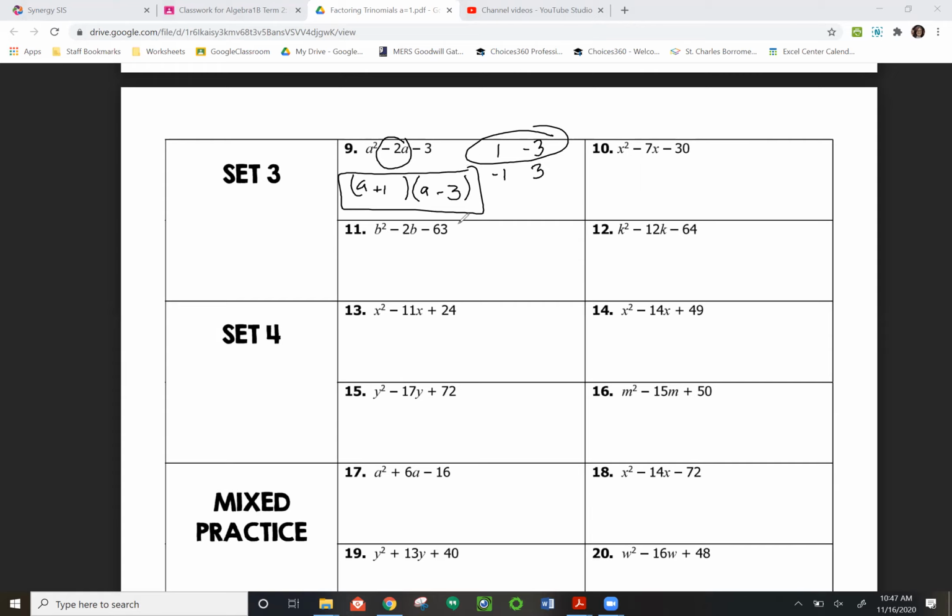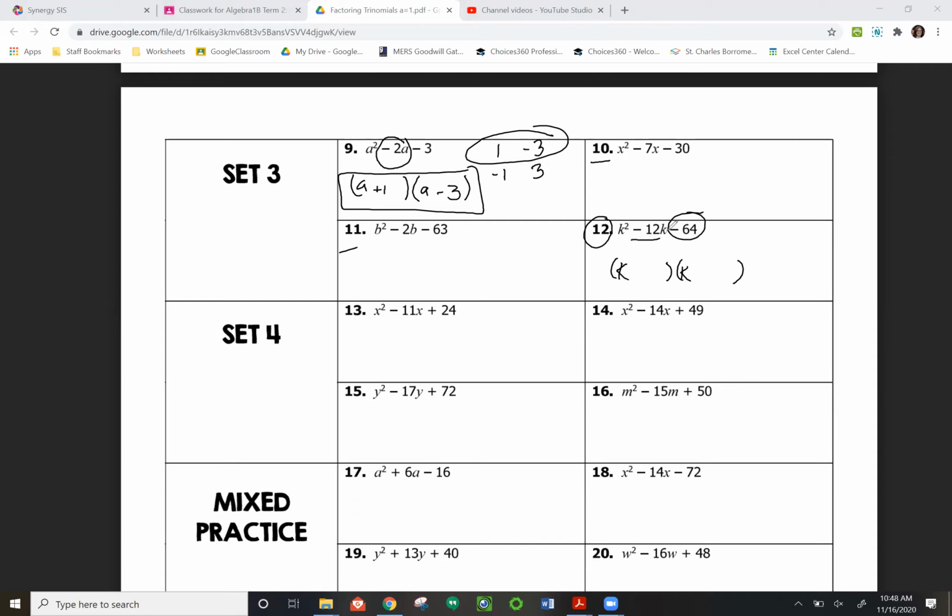I'll leave 10 and 11 for you, and I'm going to do number 12. So I'm going to go ahead and set up my binomials. They're both going to start with K since my leading coefficient is 1. I need two numbers that multiply together to give me negative 64 and add together to give me negative 12.